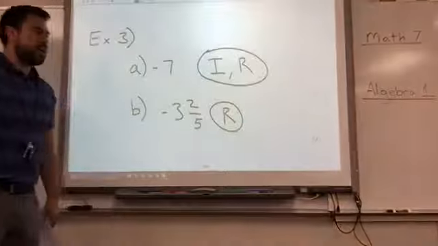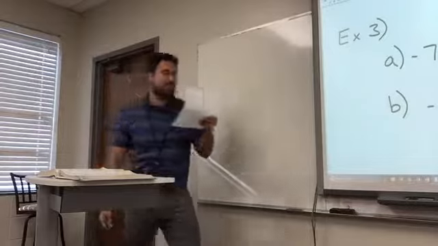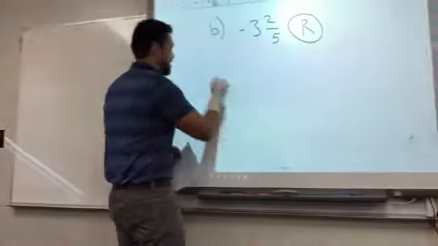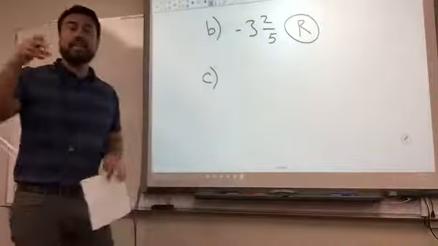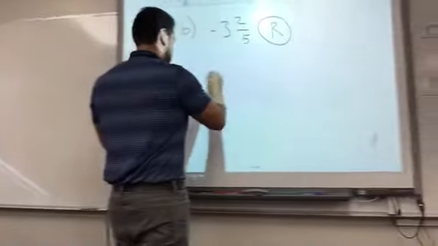Basically, your choices are W, I, R. So if it's W, it has to be rational. Exactly. If it's W, it has to be I and R as well. Very good.